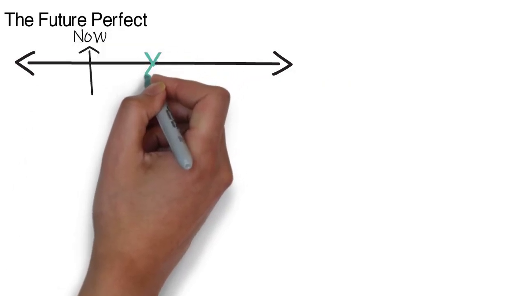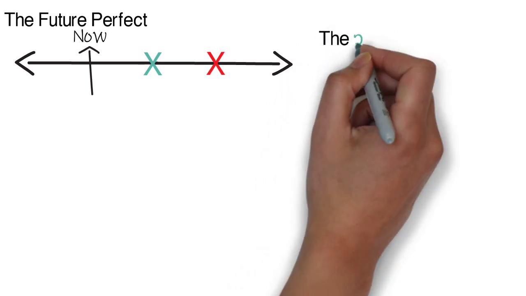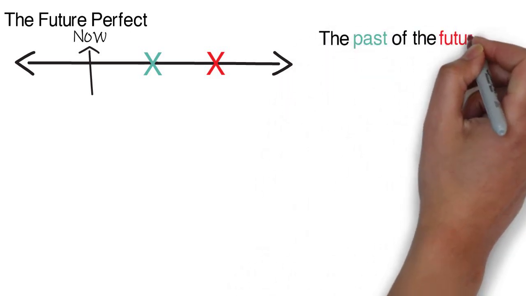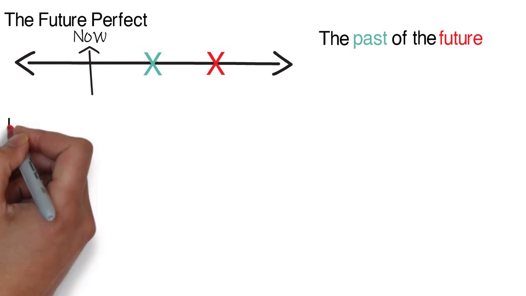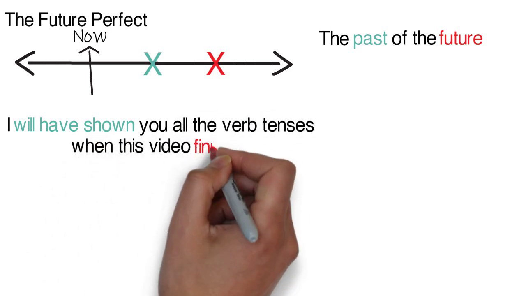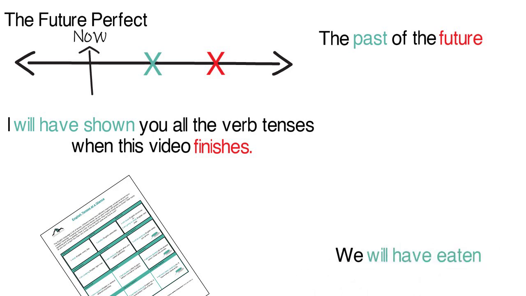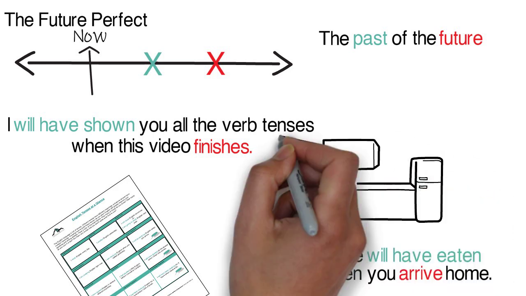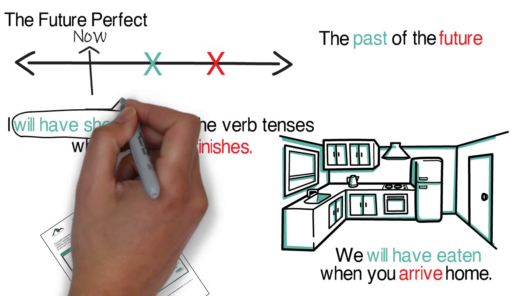Much like the past perfect, this is used to put actions in order, but in the future. Simply put, this is the past of the future. For example, I will have shown you all the verb tenses when this video finishes. We will have eaten when you arrive home.